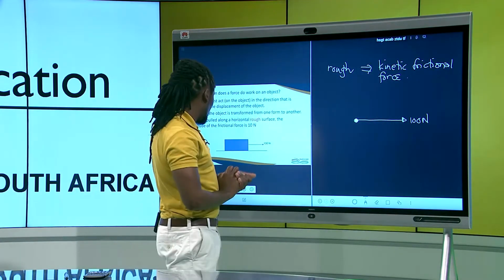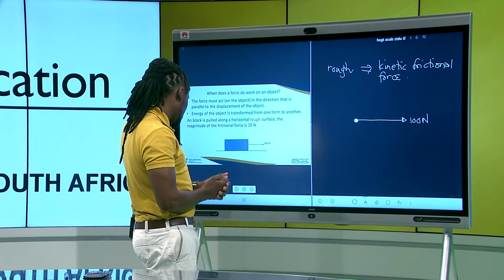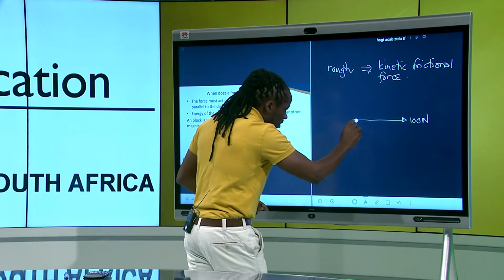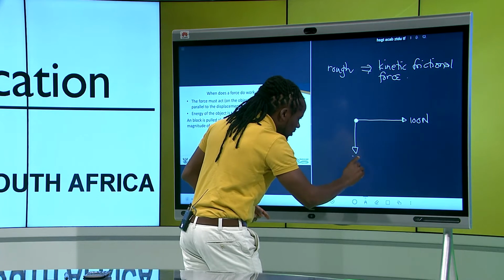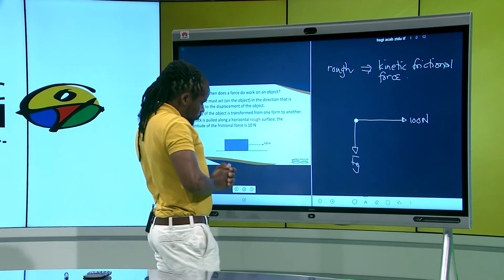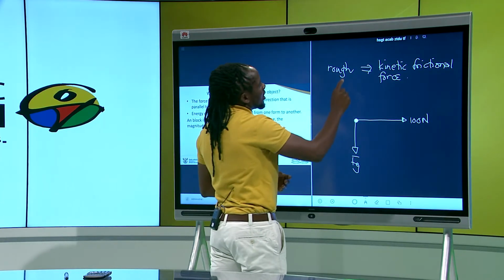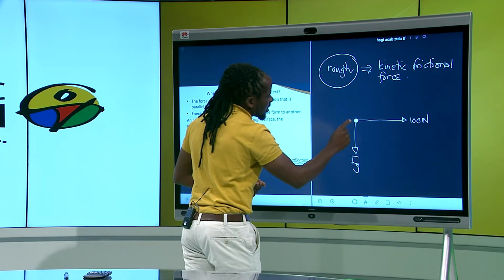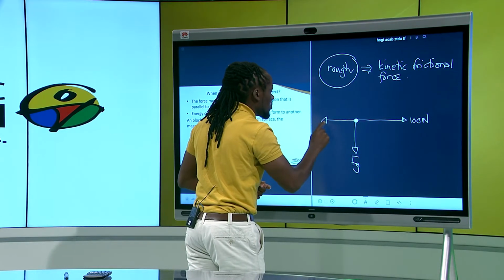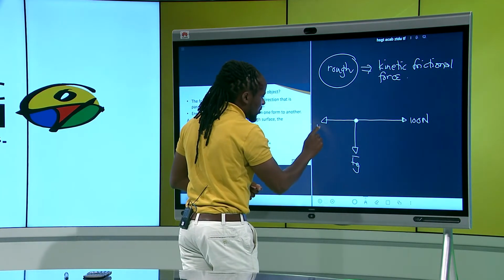What else do we have? There's a force exerted by the center of the earth on the object towards the center of the earth, which is the weight. That's our Fg. Now, we also have another force, because we're told that this is a rough surface, meaning there is a kinetic frictional force acting on the object of 10 newtons.